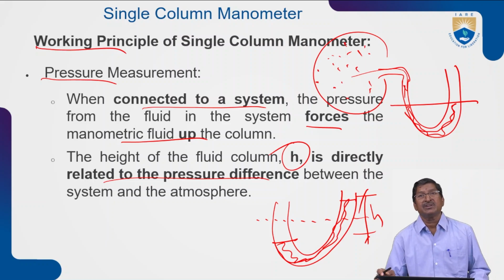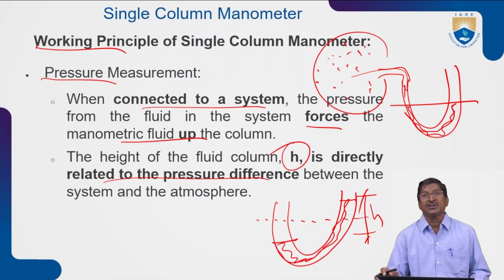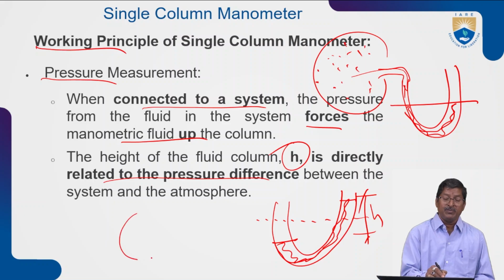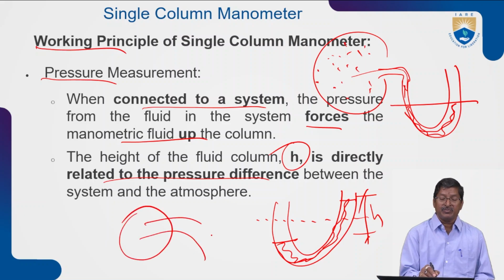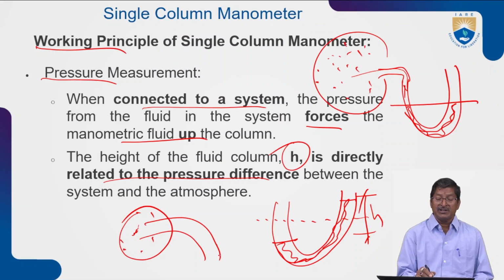When can you use the word difference? If you have two things, then you can say it is a pressure difference. So what are these? One is the pipe, it is connected to the pipe. So one is the pressure existing inside the pipe. What is the other one? Here, in the U-tube, will be atmospheric pressure.